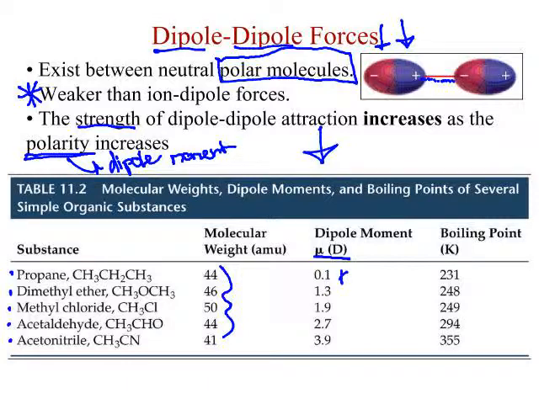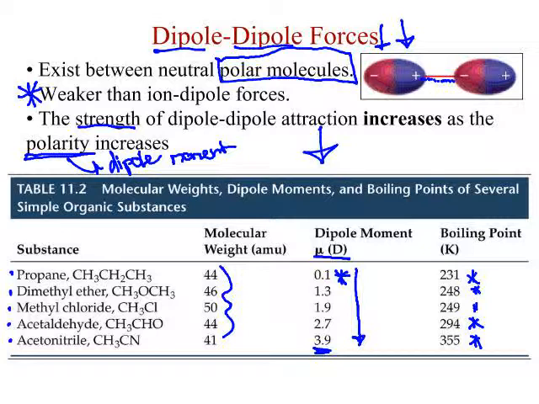If we look here at propane, it has a dipole moment of 0.1. This is a very non-polar molecule, with a very weak dipole moment. As we go down this list, the dipole moment increases until we get down to acetonitrile, which is a fairly polar molecule with a dipole moment of 3.9. If we compare the boiling points, propane boils at 231 Kelvin, so actually below room temperature, and we go up to dimethyl ether, 248, then 209, and then up to acetaldehyde, which is more appreciably polar. That boils at 294 Kelvin, and then finally acetonitrile, which is 355 Kelvin.